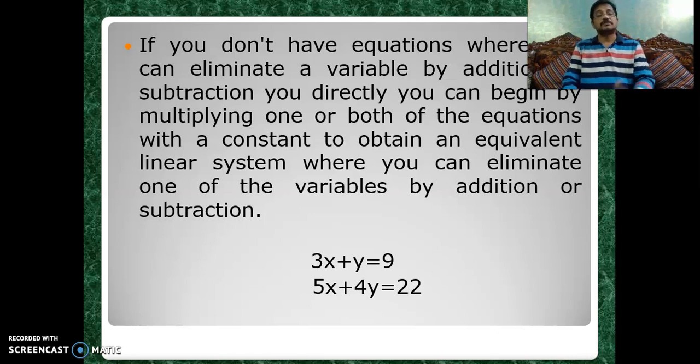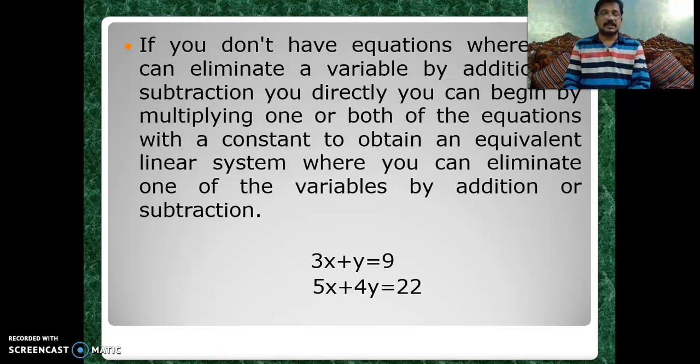Here I am using one more example to give more clarity about the elimination. If you do not have equations where you can eliminate a variable by addition or subtraction, you can begin by multiplying one or both of the equations with a constant to obtain an equivalent linear system where you can eliminate one of the variables by addition or subtraction. Okay, let's take an example. 3x plus y equal to 9 and 5x plus 4y equal to 22.